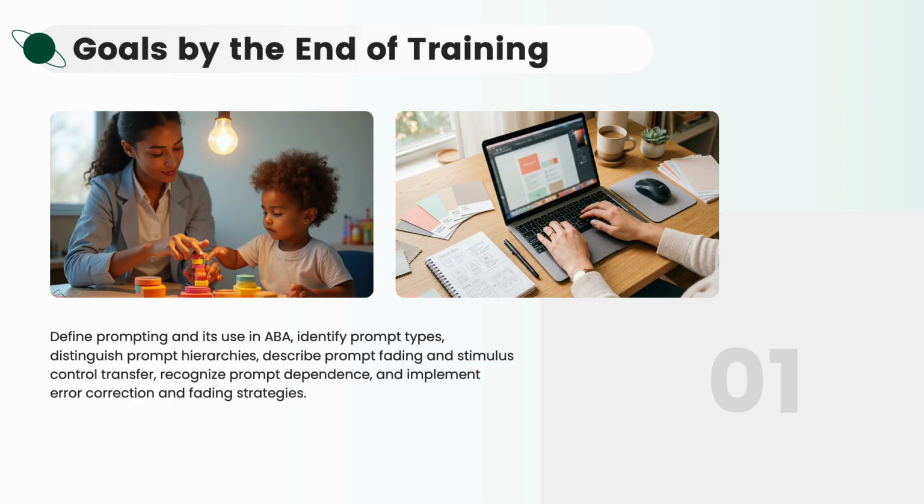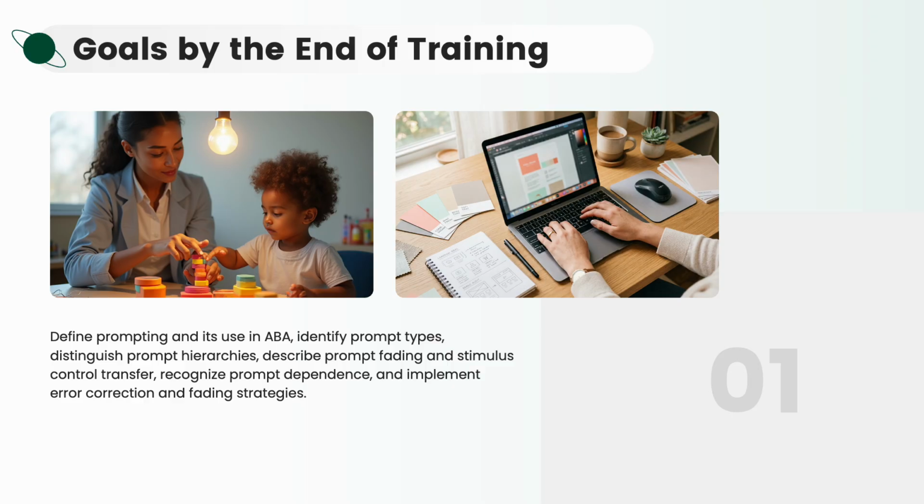Next, you'll be able to identify different types of prompts. This includes things like verbal, gestural, model, and physical prompts. You'll learn how these look in real sessions and how to recognize which type you're using in the moment, which is really important to accurately implement instruction and data collection. You'll also learn how to distinguish between different prompt hierarchies. Not all prompting strategies are the same, and the order we use prompts matters. By the end of this training, you should be able to recognize whether a program is using something like most to least or least to most prompting, and understand why that choice was made.